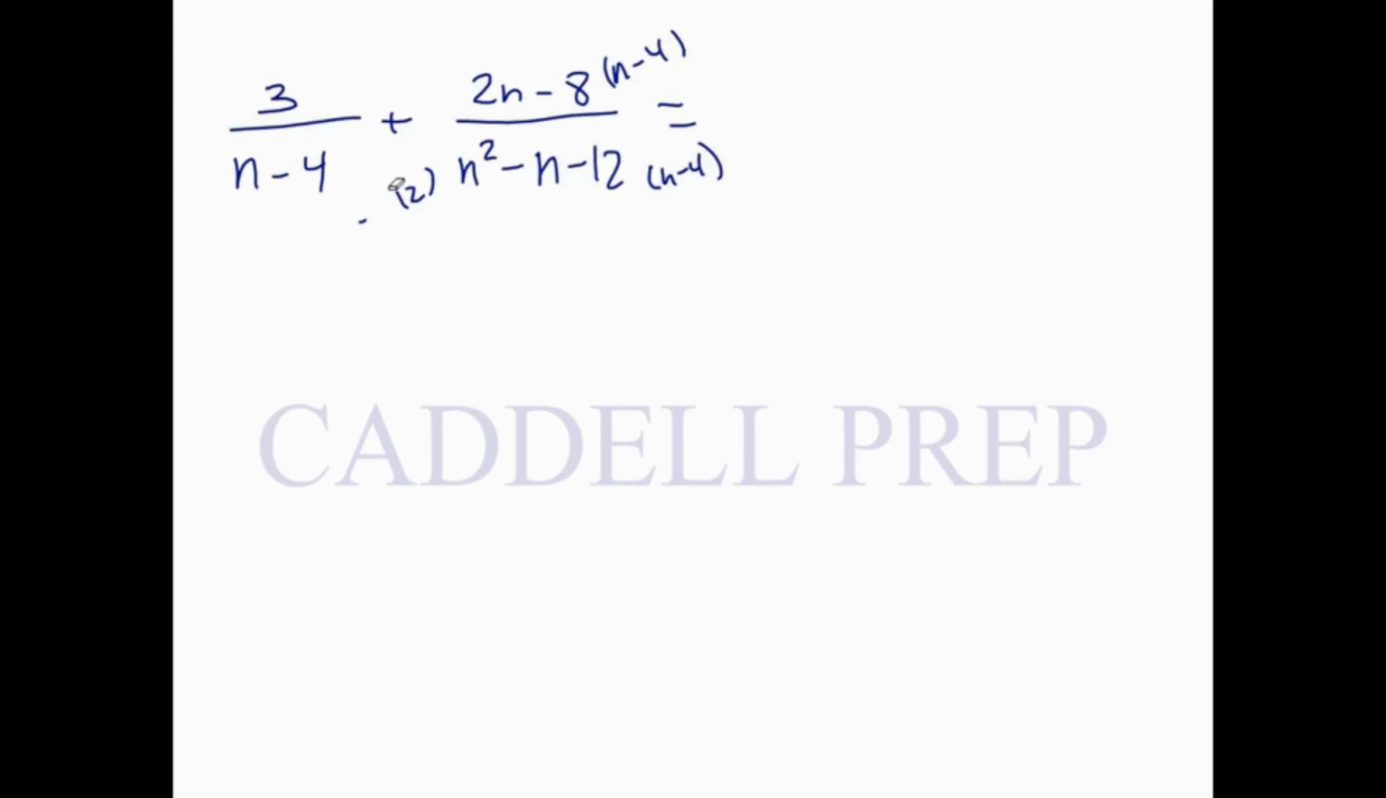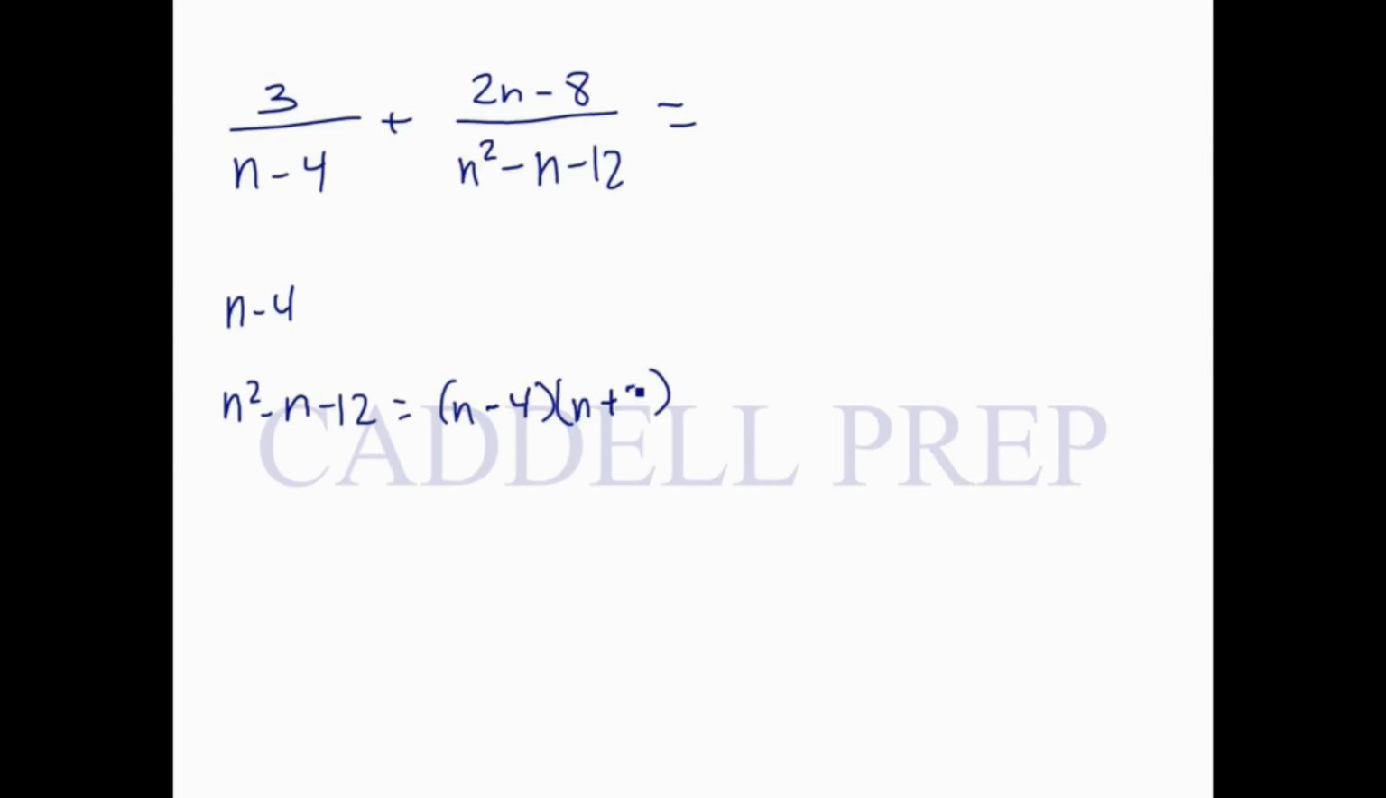So let's get rid of this. And instead, let's examine these denominators. We have n minus 4 and n squared minus n minus 12. This quadratic expression looks like it could be factored, so let's factor it. This is n and n. We need numbers that multiply to be negative 12, but add up to negative 1. That's going to be negative 4 and positive 3. So this is really n minus 4 times n plus 3.